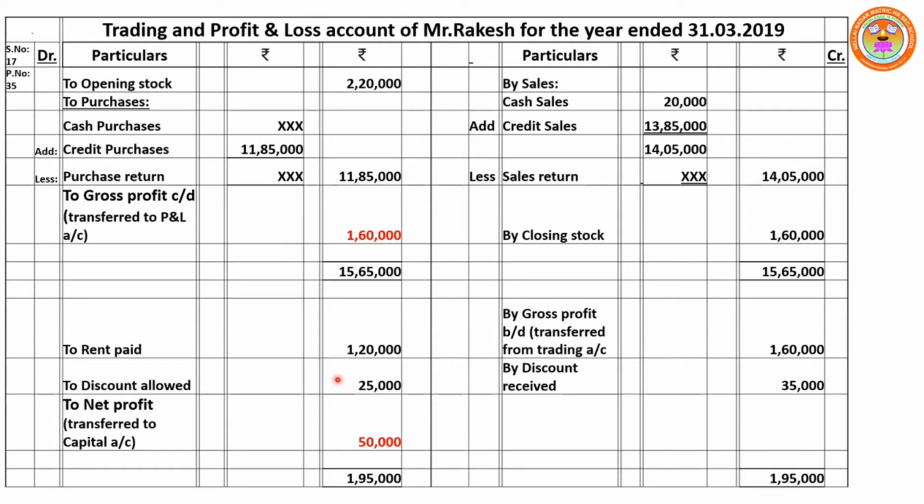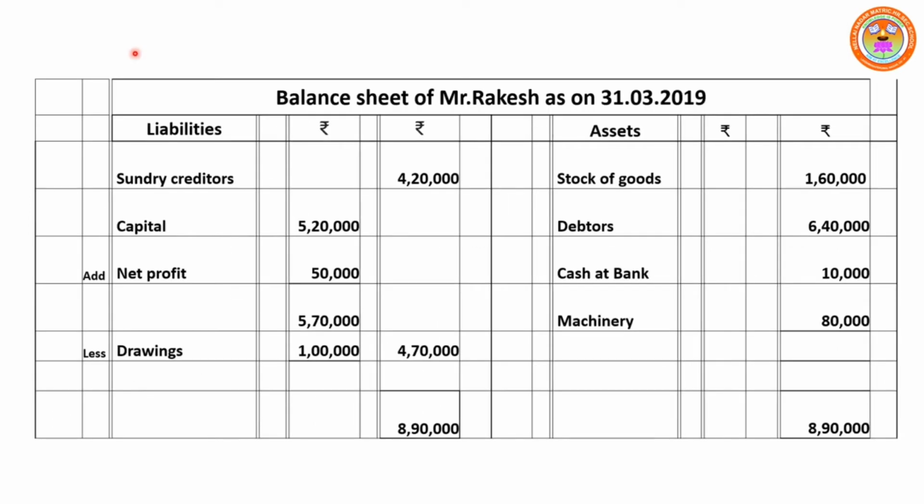Take the difference amount between credit side and debit side. That difference amount, 50,000, is called net profit. In this step, in profit and loss account, we found net profit. This net profit is transferred to capital account. While preparing balance sheet, it will be shown. So last step, balance sheet. Write the heading, balance sheet of Mr. Rakesh as on 31st March 2019. Asset side and liability side.